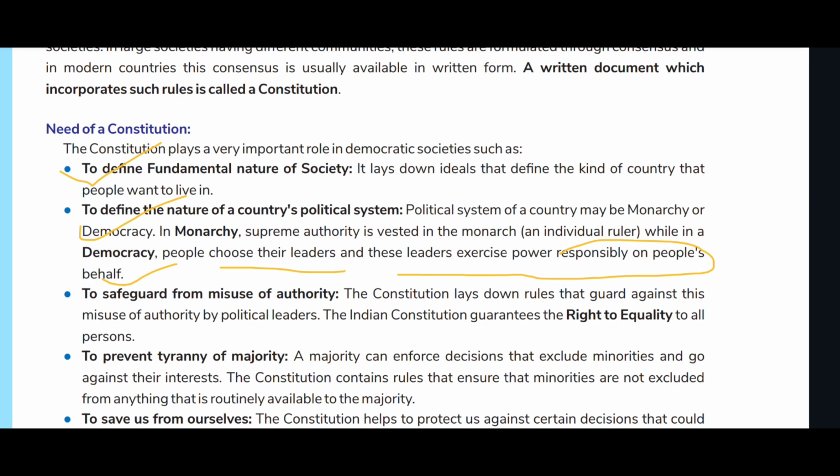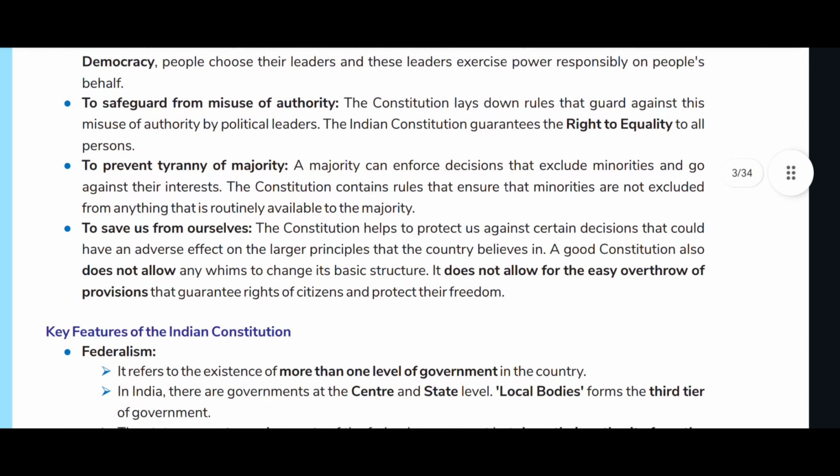To safeguard from misuse of authority, the Constitution lays down rules that guard against this misuse of authority by political leaders. The Constitution guarantees the right to equality to all persons. To prevent tyranny of the majority, a majority can enforce decisions that exclude minorities and go against their interest. The Constitution contains rules that ensure the minority are not excluded from anything that is routinely available to the majority.